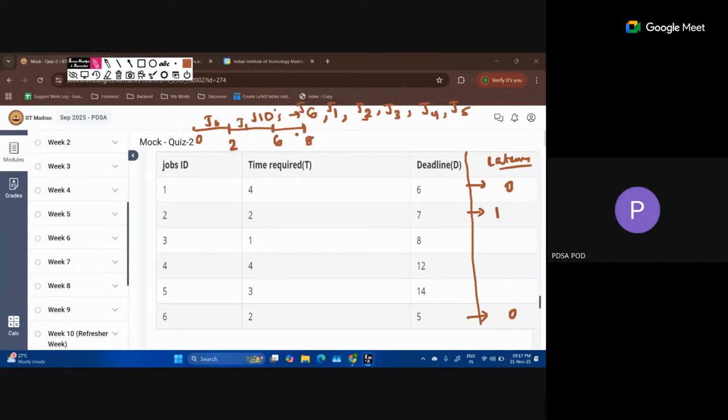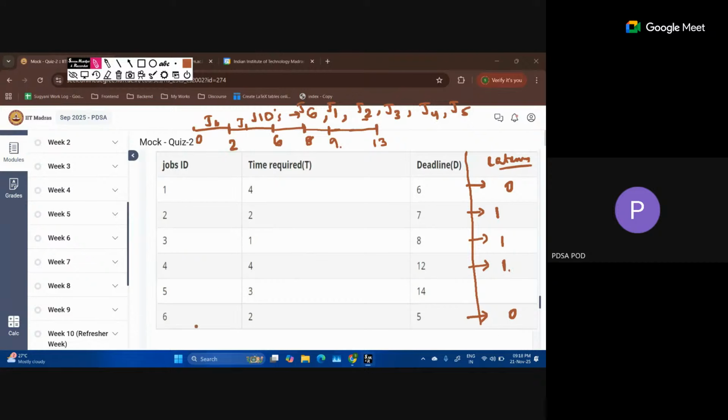Then which job did we complete here? Job 2. Then we have job number 3. It starts at time point 8, and 1 hour is required, so it ends at time point 9. So the lateness will be 1. Then we have job number 4, which starts at time point 9 and takes 4 hours, so it ends at 13. But the deadline was 12, so it is late by 1.